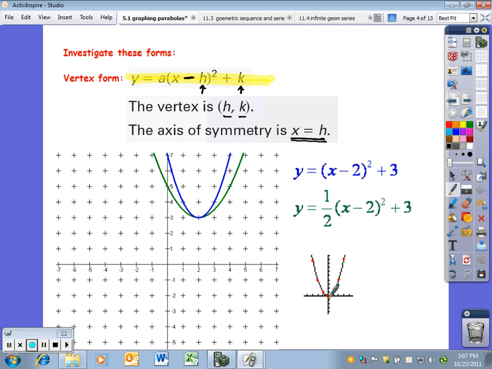So I have a couple graphs here. Remember our parent function started here at (0, 0), (1, 1), (negative 1, 1), (2, 4), (negative 2, 4). There's my parent parabola. Look here. What is h and k? 2, 3. So my vertex shifted over right 2, up 3. And I have my blue vertex.